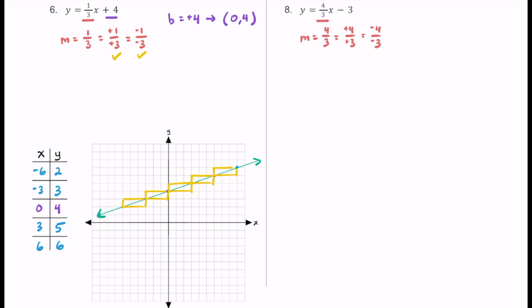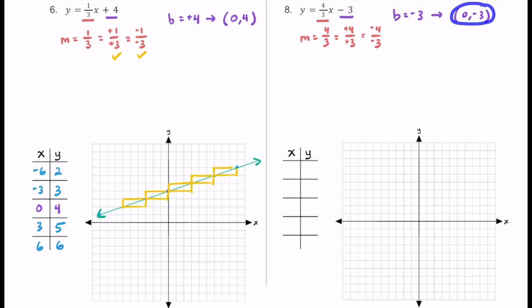No matter how you want to look at it, we're going to get the same slope. And this -3 means b is equal to -3. Or the point we know right from the beginning is 0, -3. That's our y-intercept. Now let's go ahead and look at the table and the graph.